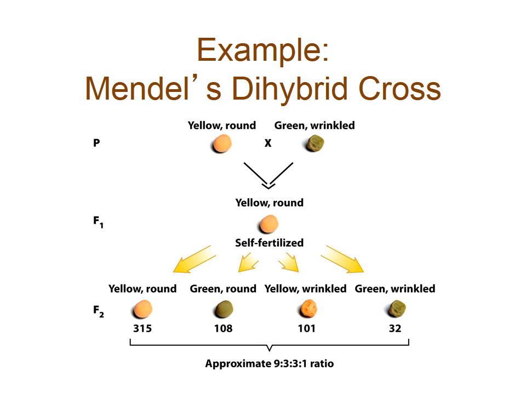Coming up with these results gives us a whole bunch of information that we can say about the biological system. That's the whole benefit of going through all of this. I know we've seen it a bunch of times, so I won't go through it. All of a sudden we get these results: 315 yellow round, 108 green round, 101 yellow wrinkled, and 32 green wrinkled.